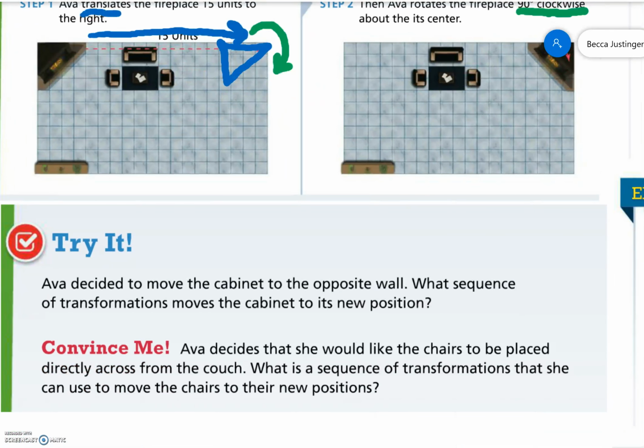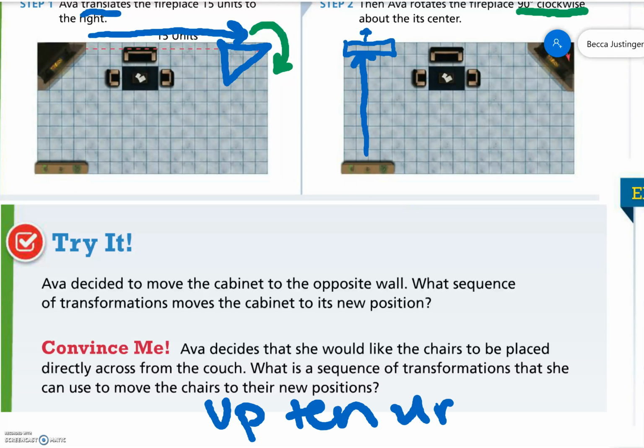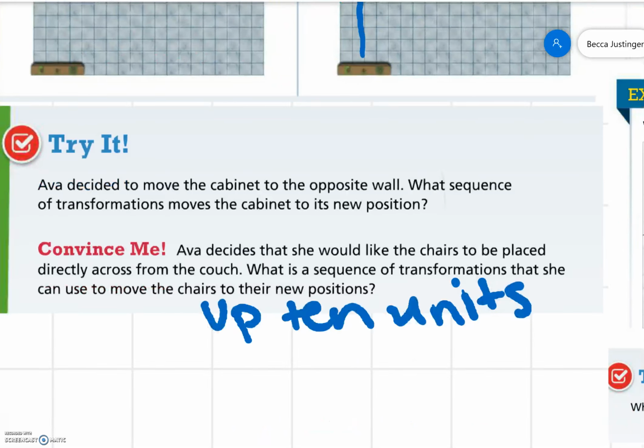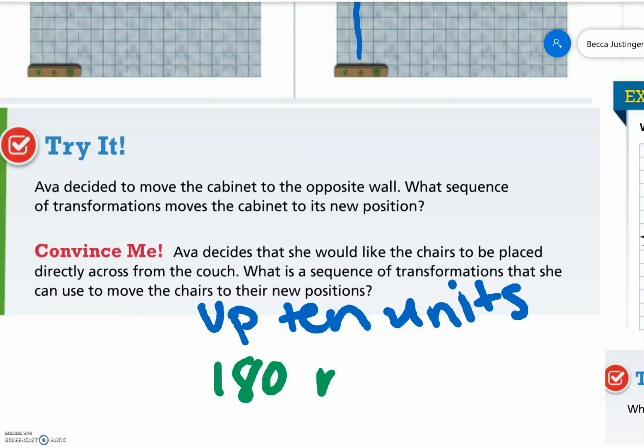Try it. Ava decided to move the cabinet to the opposite wall. What sequence of transformation moves the cabinet to its new position? So we can move the cabinet up, but then all the drawers are going to be facing the wall. And let's see, this is moving up 1, 2, 3, 4, 5, 6, 7, 8, 9, 10 units. So we're going up 10 units. So that's a translation. Then we need to rotate it so that the drawers are facing the other way. So remember, we rotate counterclockwise, and it's going to do 180 degrees. So 180 degree rotation.